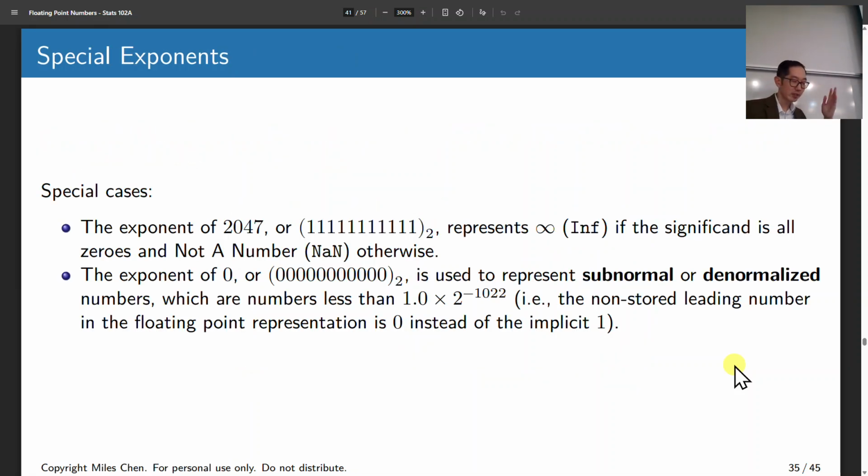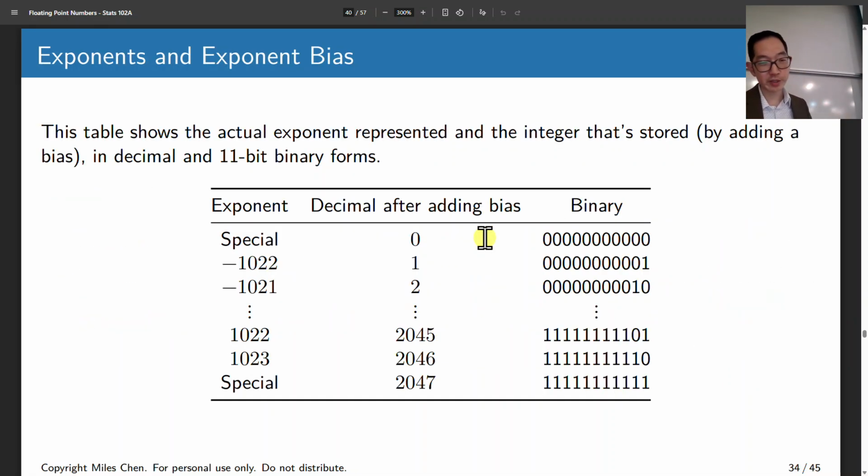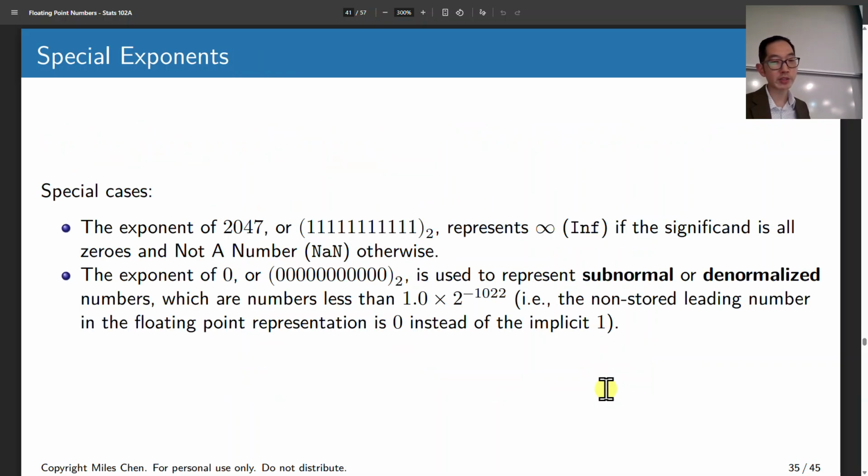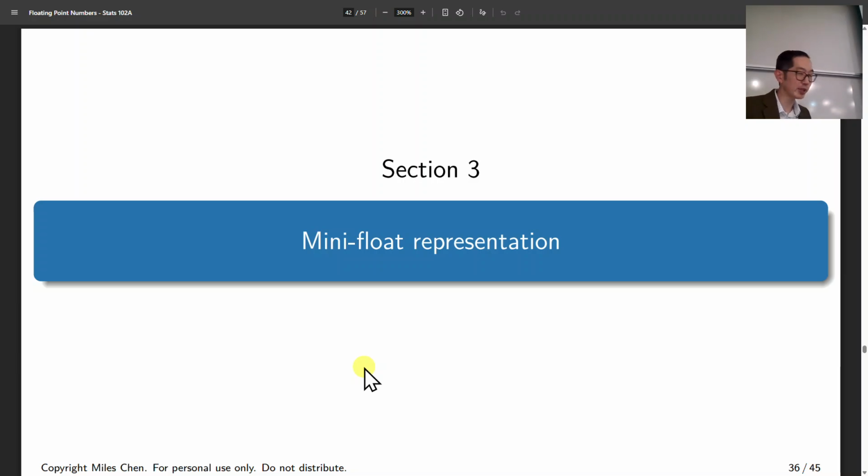Okay. When you have all ones, again, the special cases, that's going to represent infinity, or NaN, for not a number. So we have infinity and we have NaN. Those can be represented. And then if you have an exponent of all zeros, that puts you into subnormal or denormalized mode, which means you have a leading digit of 0 rather than 1. Okay, and we'll talk about those later.